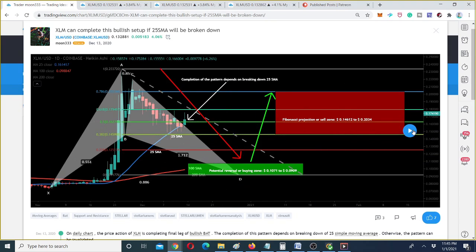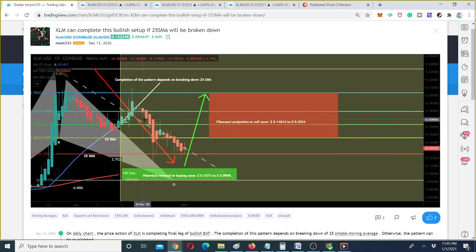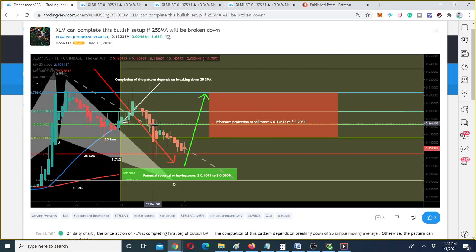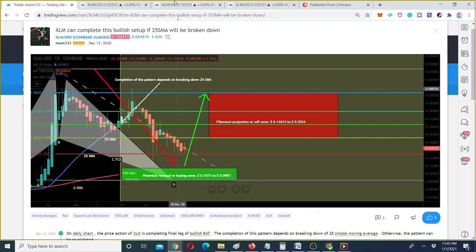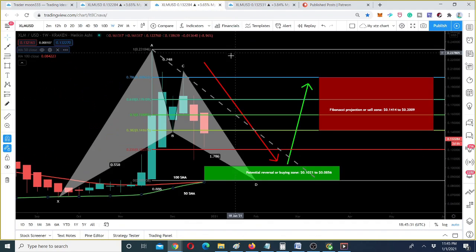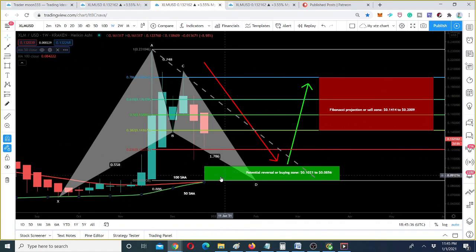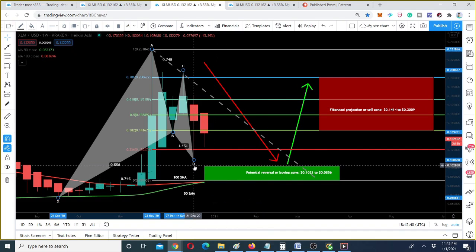And now I'm just going to play this chart. You can see that the price action broke down the 25 simple moving average and went very close to this potential reversal zone, but at this time it is again moving down to complete this leg, and this move can be more clearly seen on the weekly chart. At this time the price action is moving. According to some traders, some experts, this move of the bat pattern can be completed between the 0.618 to 0.886 Fibonacci retracement level as well. If we look at this pattern, according to that point of view, the pattern is completed.